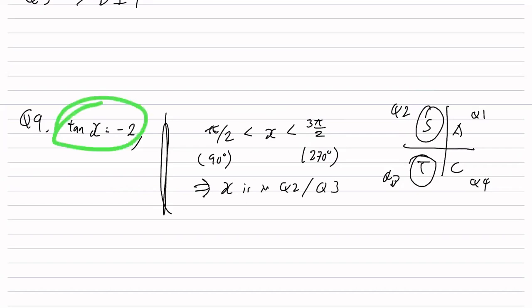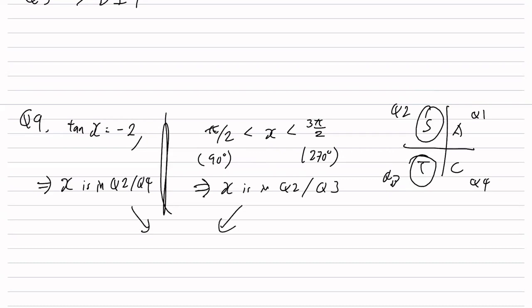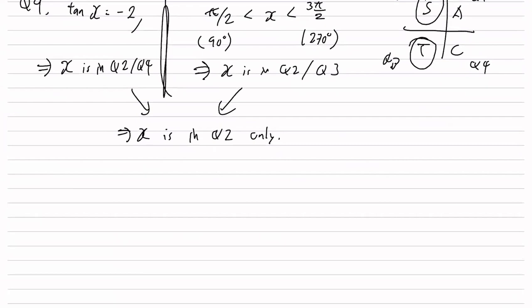But what about tangent x is negative? Or more generally, without looking at the domain, from just looking at tangent x equal -2, you should be able to tell using ASTC that x is in Q2 or Q4. Combining them, Q2 or Q4, Q2 or Q3 implies that x is in Q2 only. All right, good. So how to continue? You want to find cosine 2x, tangent 2x, sine 4x.